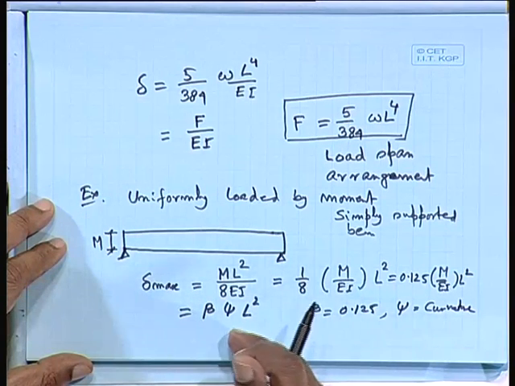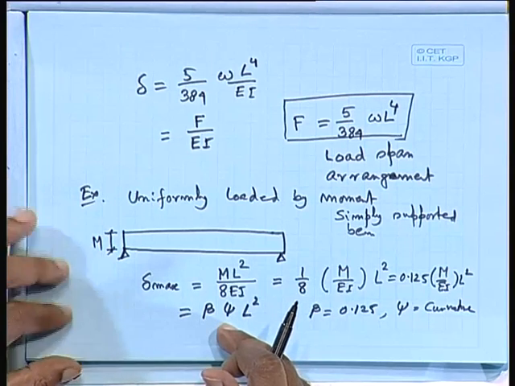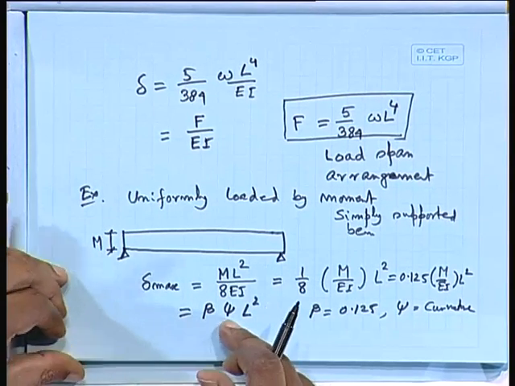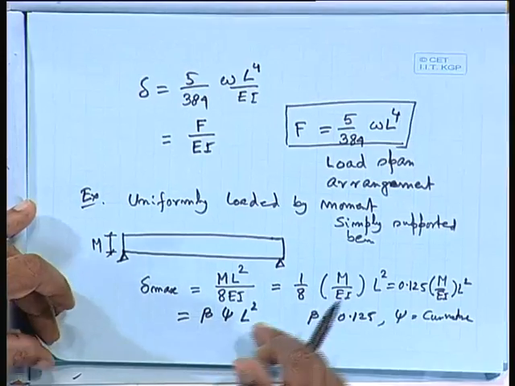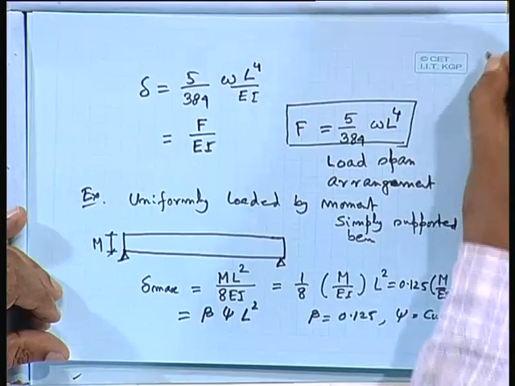In fact, what we do actually, this value we use it for, say, shrinkage. Indirectly we shall supply this value beta, psi, all those values we shall supply, and on the basis of that we can find out what is the deflection due to shrinkage.